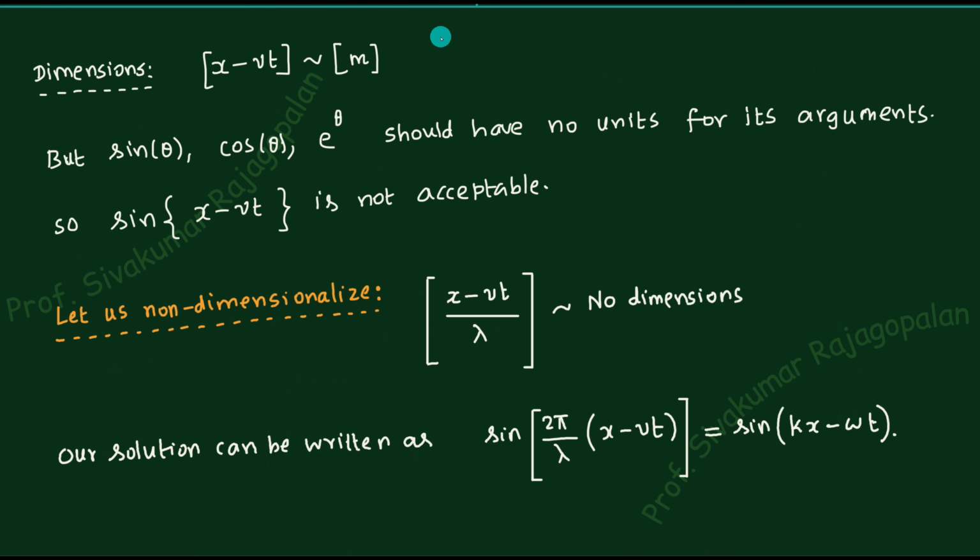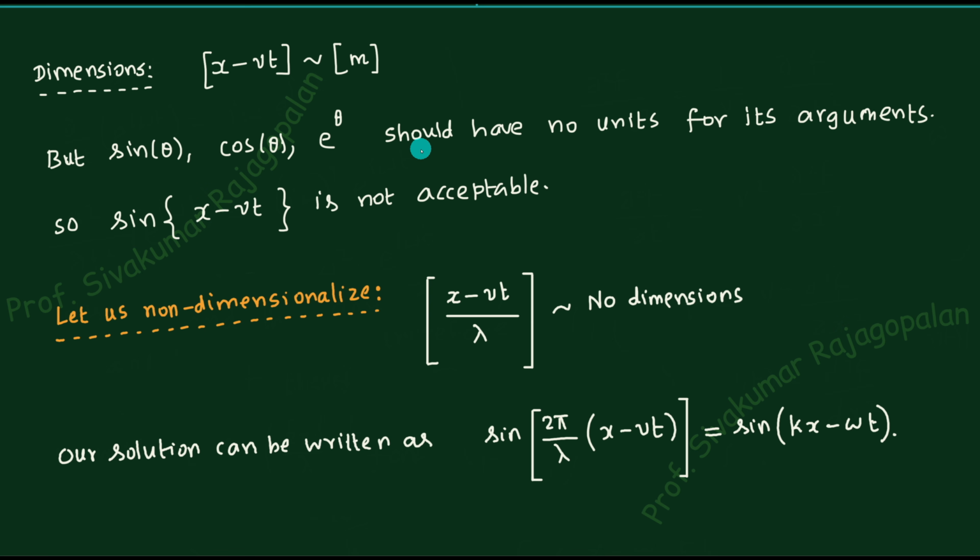Now why do you want to worry about this? We are going to calculate sine of x minus vt. That means what? Sine of some quantity whose dimension is meter. That is, you say sine of 20 meter, sine of 25 meter. Is there any meaning? That's the question we are asking.